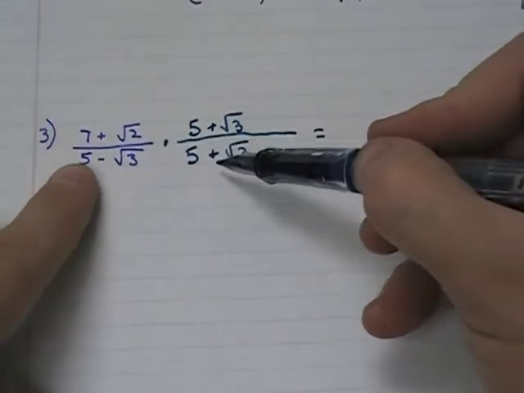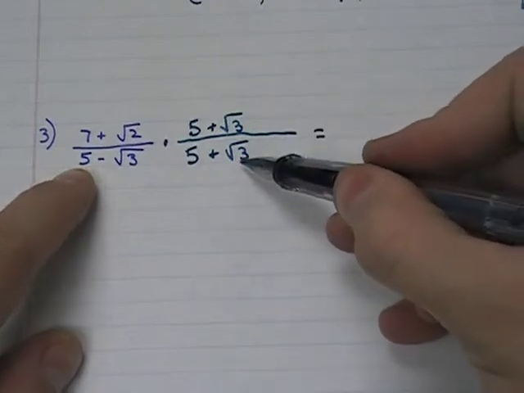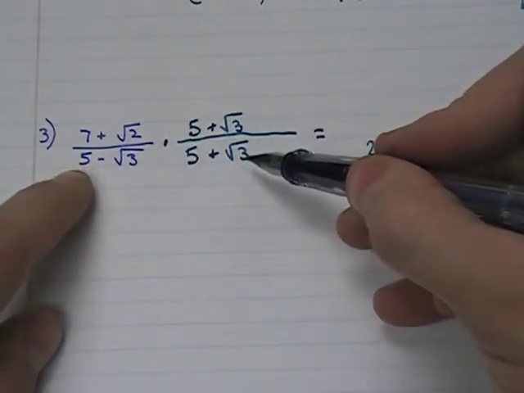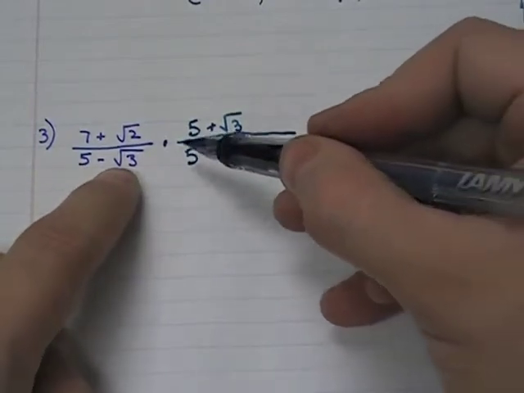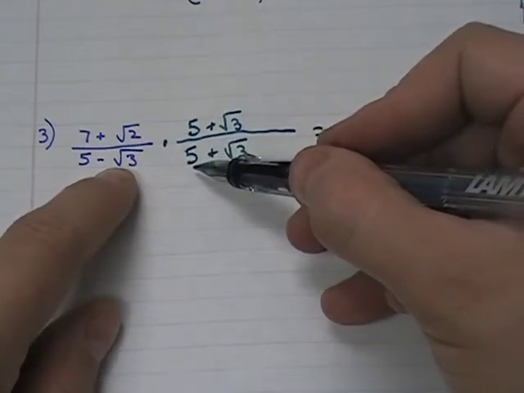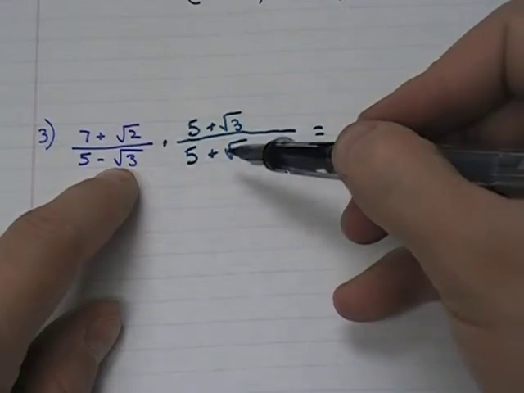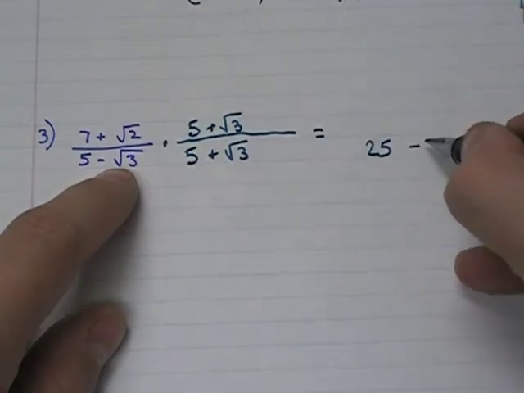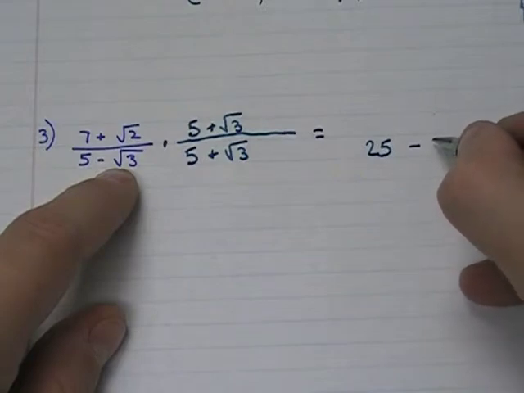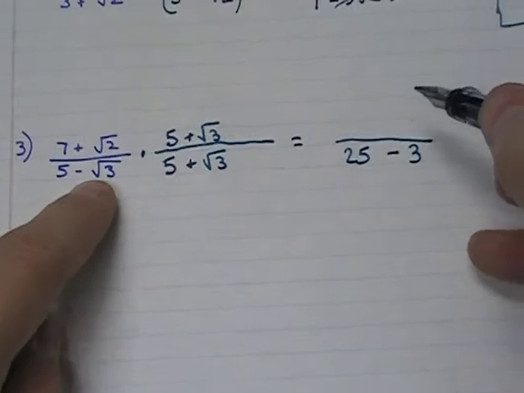And 5 times 5 is 25. 5 times positive root 3 is 5 root 3. Negative root 3 times 5 is negative 5 root 3. And those will cancel. And then negative root 3 times positive root 3 will be minus square root of 9, which is just 3. So the denominator is 25 minus 3.